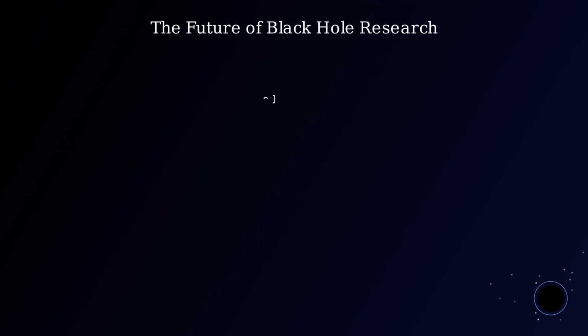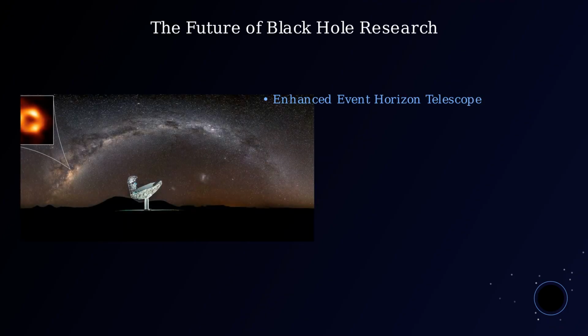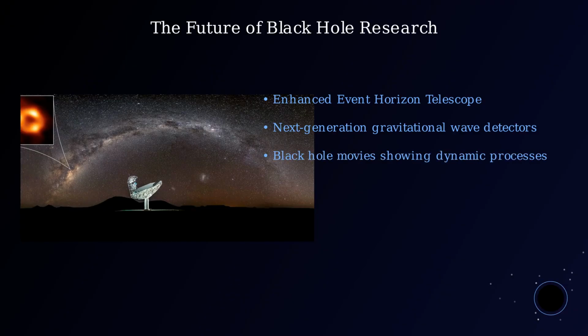The future of black hole research is incredibly promising. Enhanced versions of the Event Horizon Telescope will capture higher resolution images of black holes. Next-generation gravitational wave detectors will observe more black hole mergers with unprecedented precision. Scientists are working to create the first movies of black holes, showing the dynamic processes occurring around their event horizons. Theoretical and experimental advances may finally help us understand quantum effects near black holes.